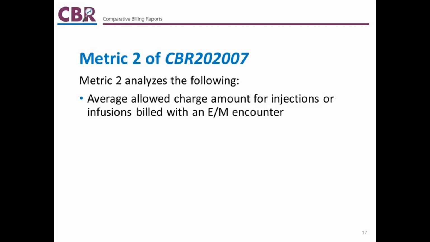Metric 2 looks at the average allowed charge amount for injections or infusions billed with an E&M encounter. This metric helps us to look at the dollar amount attached to the therapeutic injections and infusions submitted on the same day as an evaluation and management code.